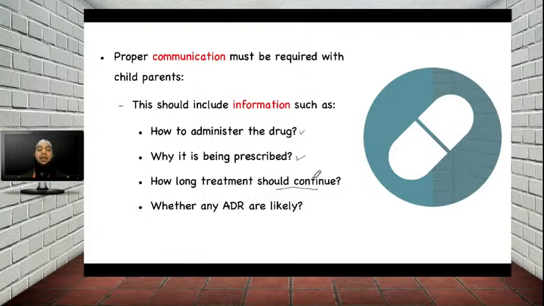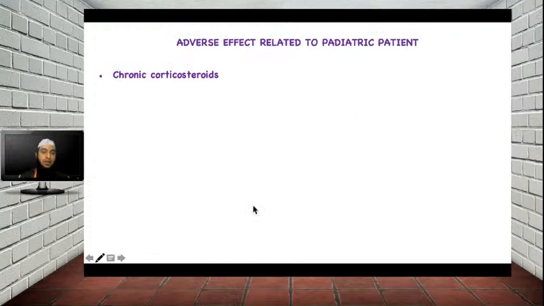Then whether any ADR are likely, that any adverse effects can be seen in the child, then you can tell the mother to supervise for that ADR. If there is an adverse drug reaction seen, then you can tell the mother to contact the physician, right? So these are different practical aspects of giving medicine to the child.